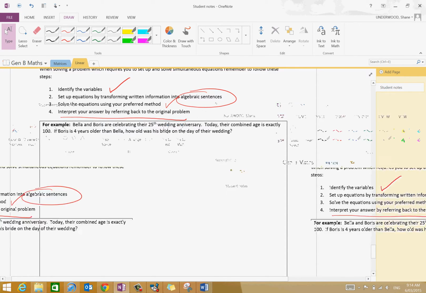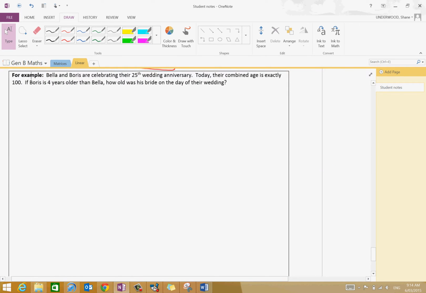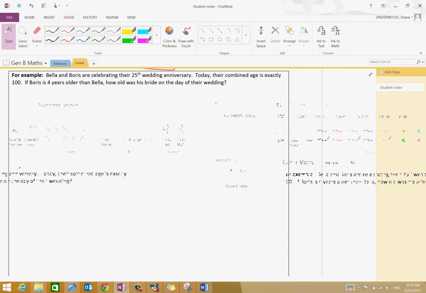So can you please have a go at this question? Bella, that's the name of my dog, isn't that amazing? Bella and Boris are celebrating their 25th wedding anniversary. Today their combined age is exactly 100. If Boris is 4 years older than Bella, how old is his bride?